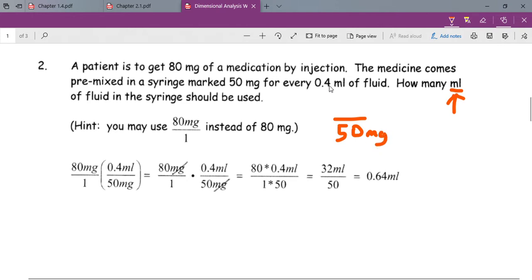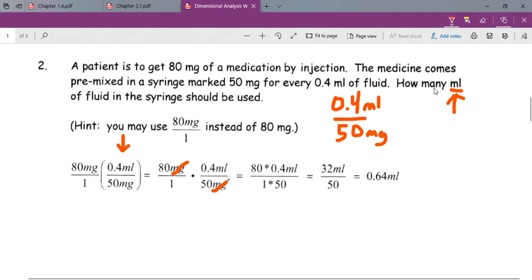Now, it's 0.4 milliliters of fluid for every 50 milligrams, so I know that that 0.4 milliliters goes opposite of that 50 milligrams. Now, once I've set that part up, I can do exactly what we did here. Set it right beside that 80 milligrams and just multiply it. Because what's going to happen here is just like it says, these milligrams are going to cancel out. I'm going to be left with milliliters, which is exactly what my problem asked for.